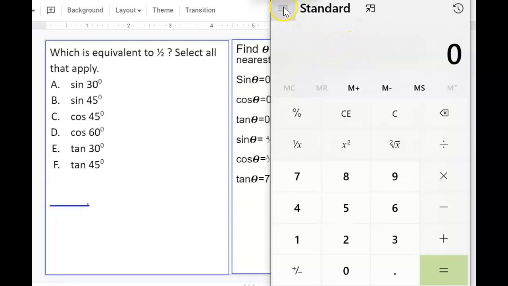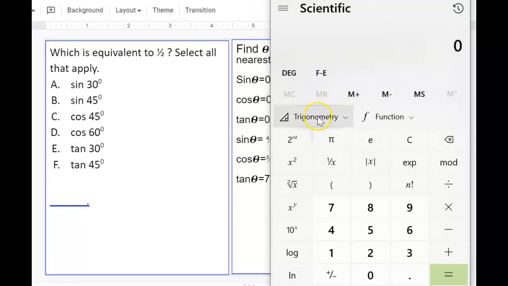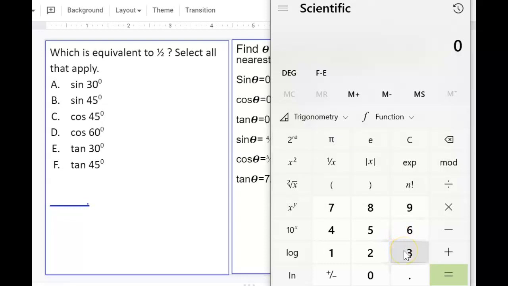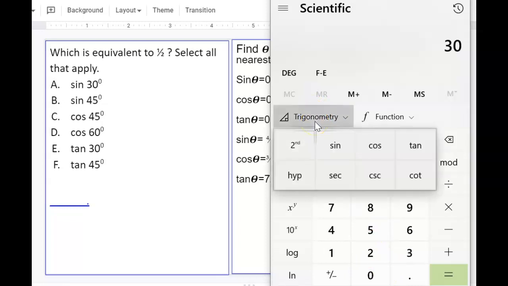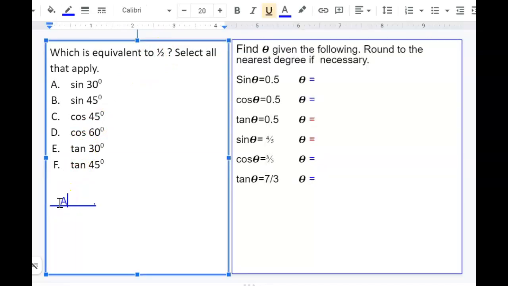So you go to these 3 bars on the top left there, click on it, and then you see scientific. You click on scientific, and that's trigonometry. You click on trigonometry, and those are the trigonometric ratios. So let's go ahead and look for sine 30 degrees. First you type 30. Don't bother about the degree. You just type 30 and then you click trigonometry and then you click sine. So you see that sine 30 is 0.5. 0.5 is the same as 1/2. So that is one of our answers. So A works. Now let's test all the others and see.